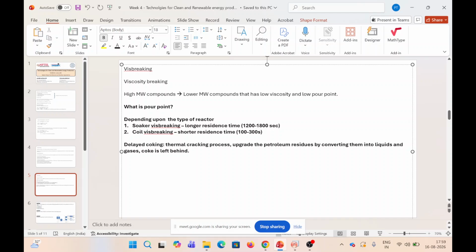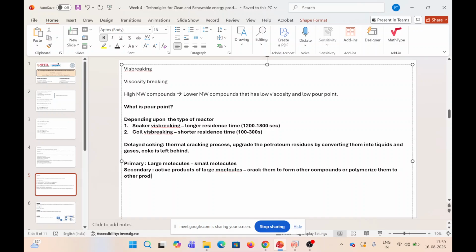And here itself there are basically two types of conversion mechanism. One is primary and another one is secondary. In case of the primary conversion, you basically break large molecules into small molecules, and in case of secondary, you take the active products of large molecules and then you try to crack them to form some other compounds or polymerize them to other products. So basically in all this process, whatever residue we are going to obtain, we are trying to upgrade so that it can be made useful for some application.